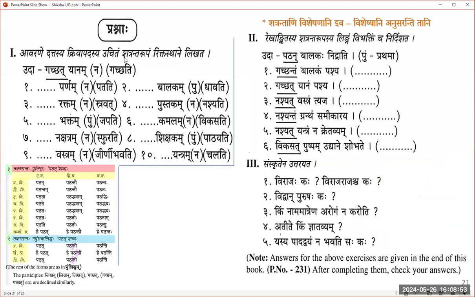Avarane dattasya kriyapadasya uchitam shatranta roopam. We studied this long back. Riktastane likata. Write the shatranta roopa in the empty space. Gachat yanam. What is this? Na gachati. Na gachadyanam. Napumsakalingam. Napumsaka. Okay. Gachati is given. This will be the empty space. We have to fit the shatranta. Gachadyanam. Like that we have to fit. And they have put Napumsaka to help us as if we didn't know. But yeah, this is all in Dvitiya Vibhakti Prayaha.